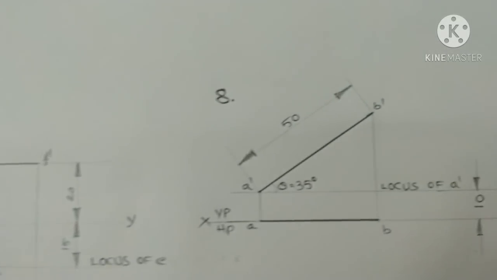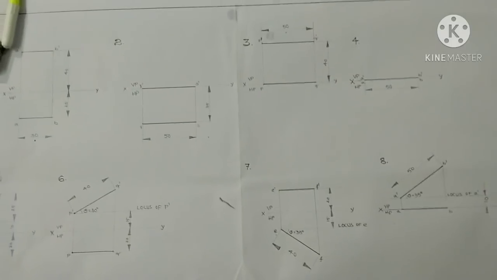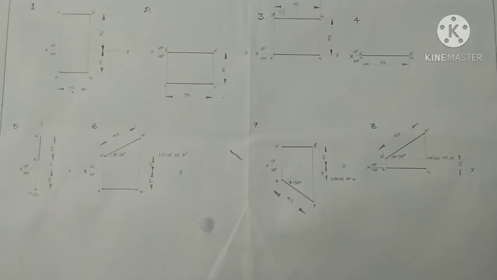So this is about sheet number 6, that means projections of lines in the simple position. Here I am showing all problems, that is problem number 1 to 8, and we have two more problems in this particular sheet. I'm giving those problems as homework, so you have to complete those two problems in this particular sheet only. I will show you those two problems also.